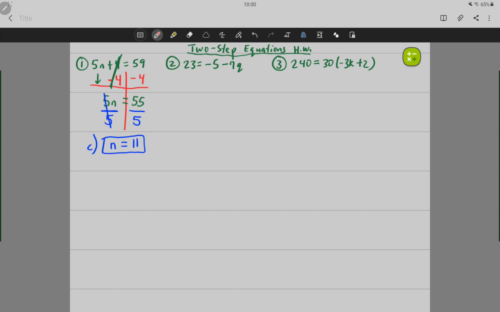Okay, number 2. This one says 23 equals negative 5 minus 7q. Again, first step, equal sign, draw a line.